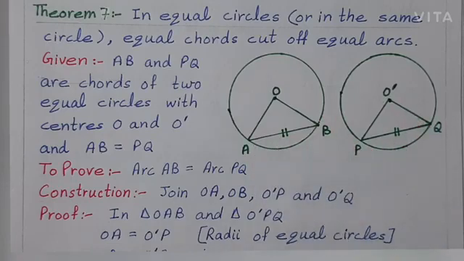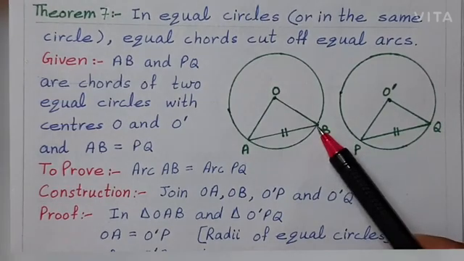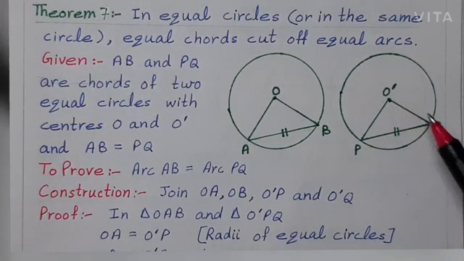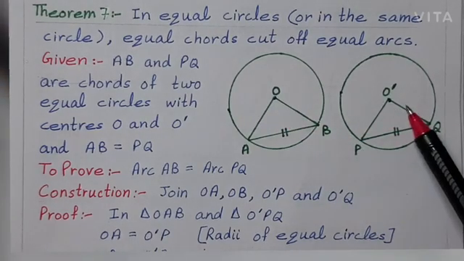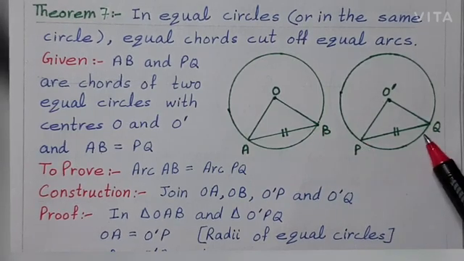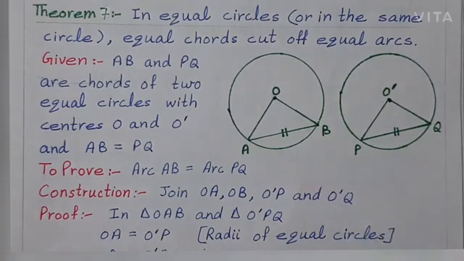Now, since the triangles are congruent, therefore, angle AOB is equal to angle POQ. Now, since the angles are equal, therefore, the arcs are also equal. Clear? This we have discussed in the previous theorem. That is theorem number 6. I hope it is clear to everyone.